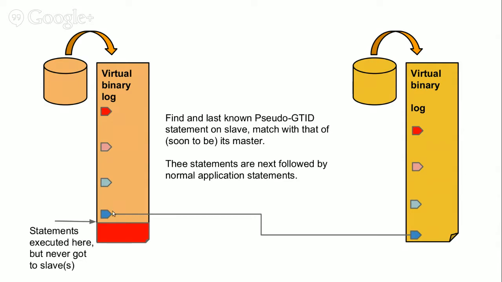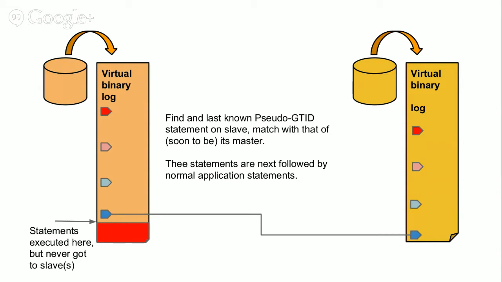Now, what happens after that, the pseudo GTID statement in the slave's binary log? There's still a few, like maybe 10, 20, 2,000, whatever, normal statements issued by the replication, which made it through just after the pseudo GTID statement. What I'm going to do now is start at this position on the slave and at this position on the master and start reading the entries of the binary logs as of that position.